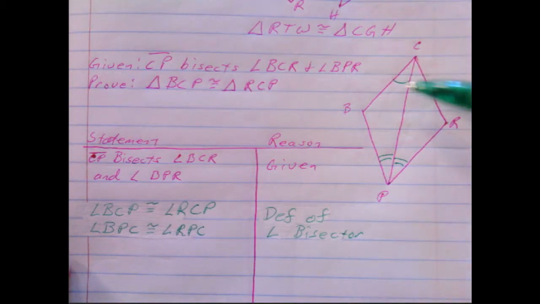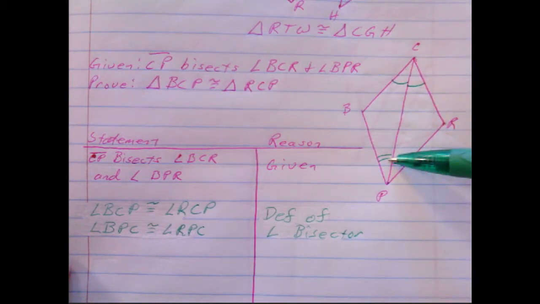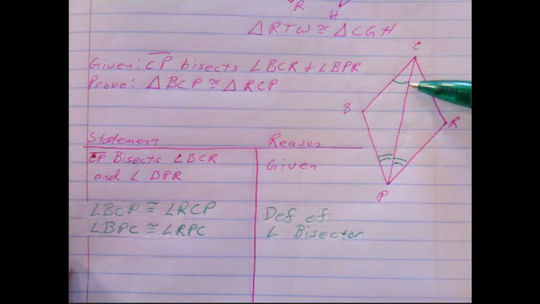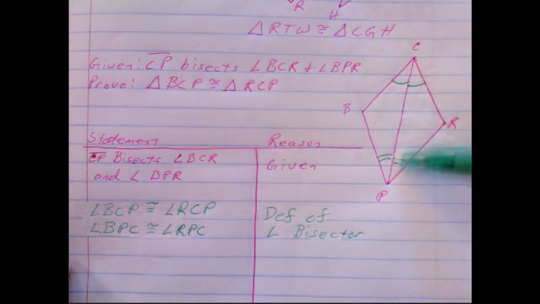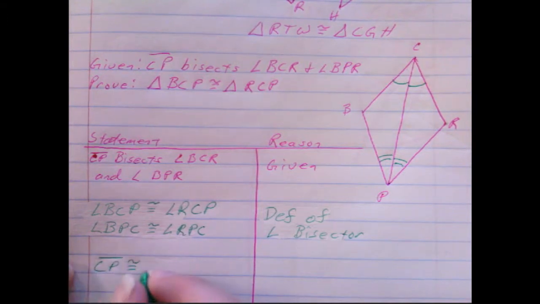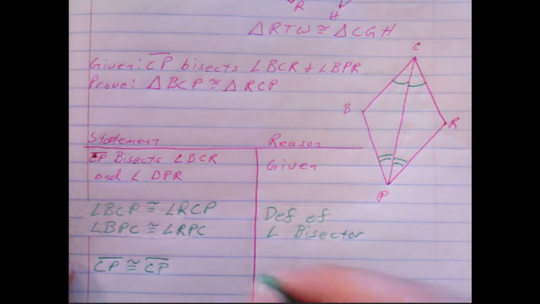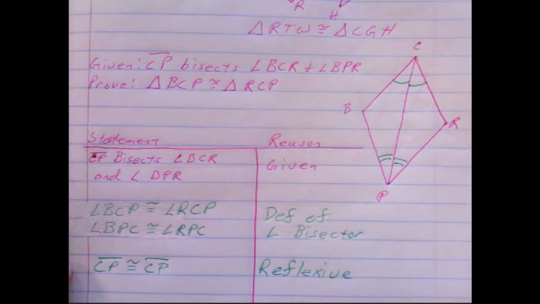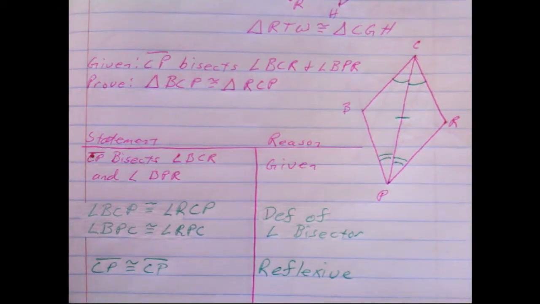So we have angle and angle, so we need a side. Our included side would be this one right here. So we're looking at CP is congruent to CP, and that is reflexive. So then I'll mark that as being congruent.